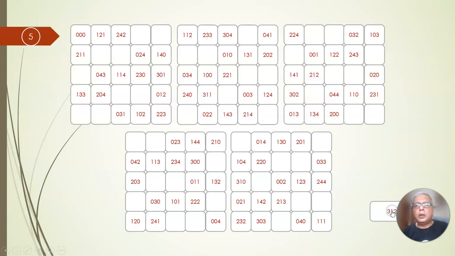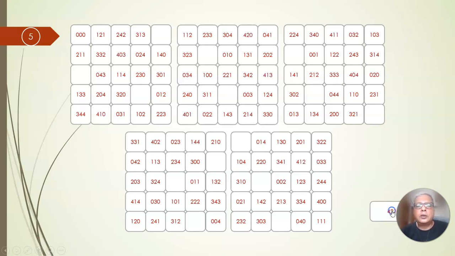So each entry is a triplet of digits from 0 to 4, x axis, y axis, z axis. There are 3 entries, and there should not be any duplicate in the first digit or second digit or third digit in any row or in any column or in any z axis line. That completes the order 5 Graeco Latin cube.